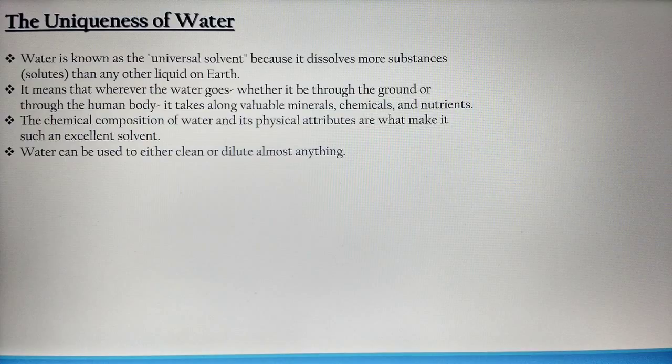Now let's talk about the uniqueness of water. Water is known as the universal solvent because it dissolves more substances, otherwise known as solutes, than any other liquid on Earth. It means that wherever the water goes, whether it be through the ground or through the human body, it takes along valuable minerals, chemicals, and nutrients. The chemical composition of water and its physical attributes are what make it such an excellent solvent. Water can be used to either clean or dilute almost anything.